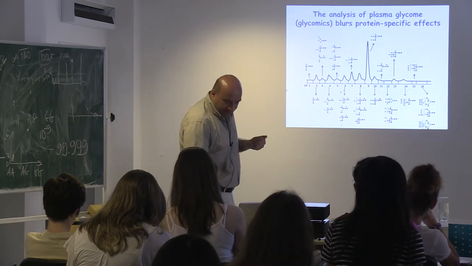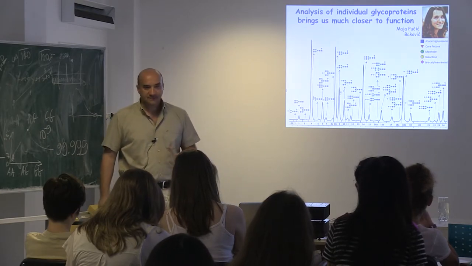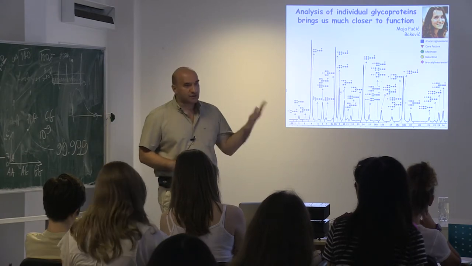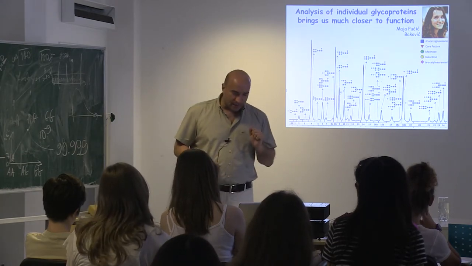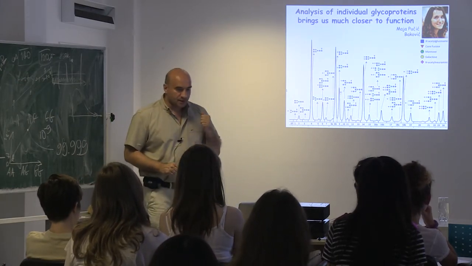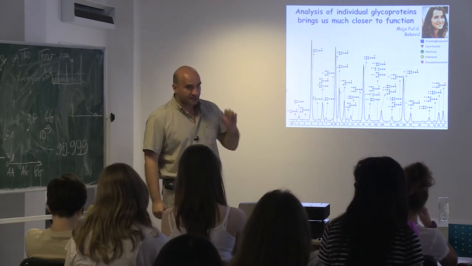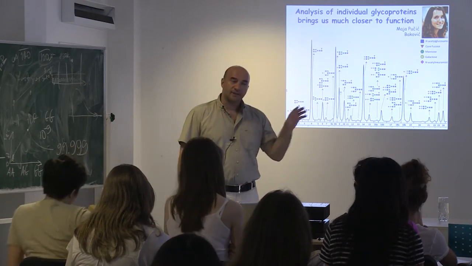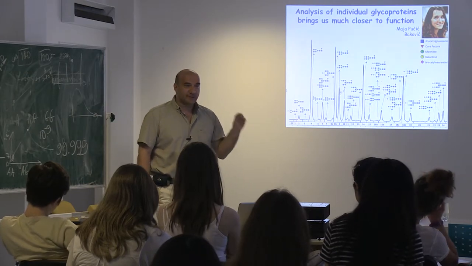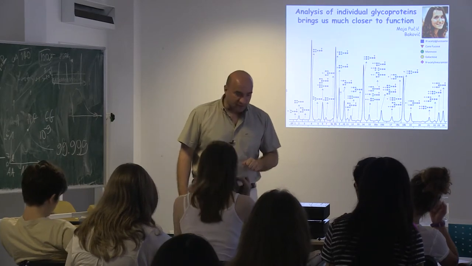So to understand them, we have to do something we call glycoproteomics. So you're looking into glycans of a single protein and then trying to understand what they do. And for this approach, we decided to focus on IgG. IgG is the most abundant glycoprotein in plasma. It is the second most abundant protein, but albumin, which is the most abundant protein, is not glycosylated. Albumin is actually one of the very few proteins which are not glycosylated. So IgG is the most abundant glycoprotein.